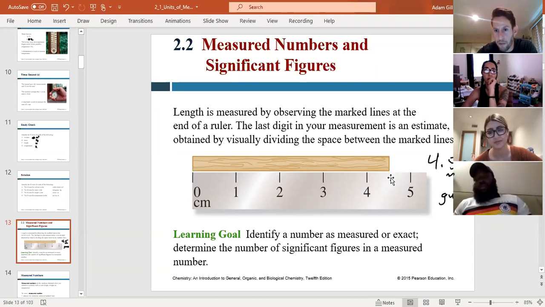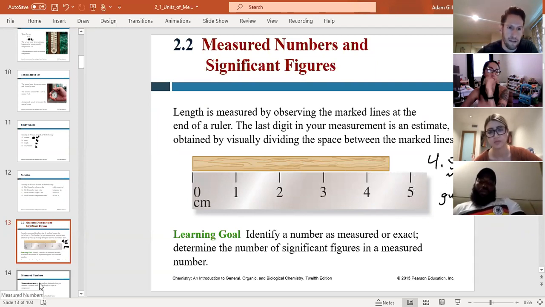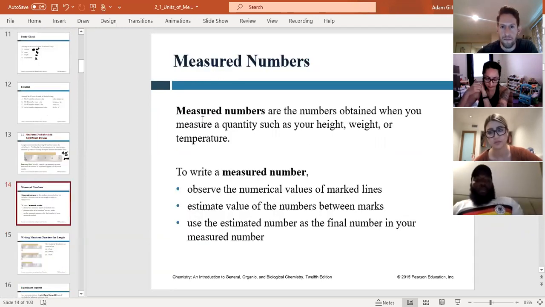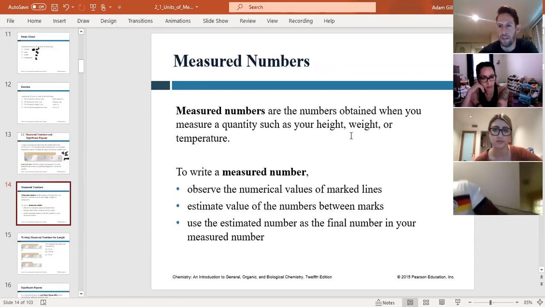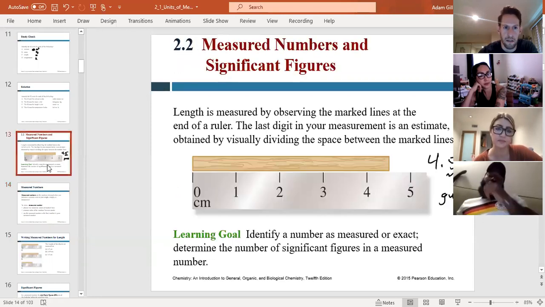Now, if there was a mark right here, then you'd know it was exact. But for any tool that you have for measuring things, there's always going to be a guess. The last digit is a guess because you're going to be in between the markings, essentially. So measured numbers are measures that you obtain from actually measuring something, right? So here, the length of this stick is a measured number.